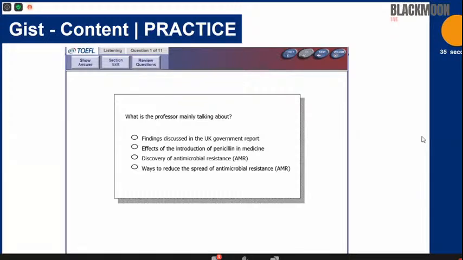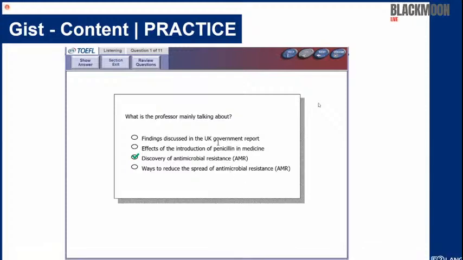All right. Well done, Matteo, Hasib, Sama, Sarnavar, Stefan. Most of you got this right. Okay, it is 3, discovery of antimicrobial resistance. I can see a couple of you chose 4, ways to reduce the spread of AMR. That is not the correct answer because it was discussed towards the end, and that's probably why you thought that was the main idea.